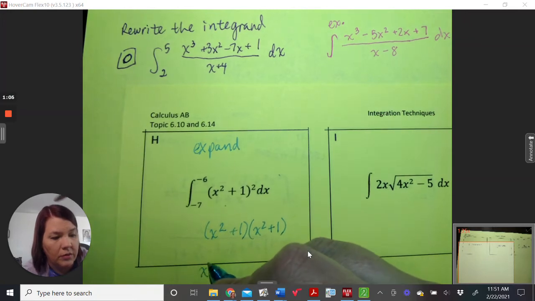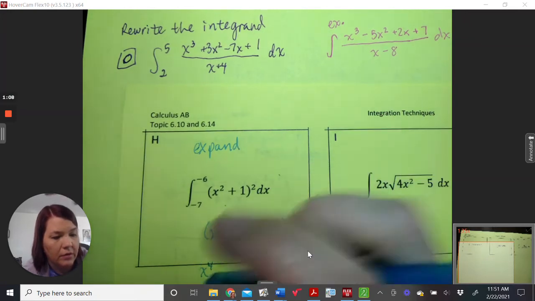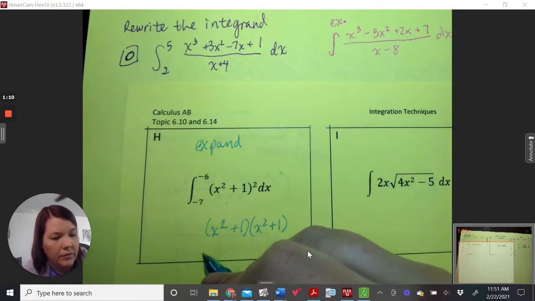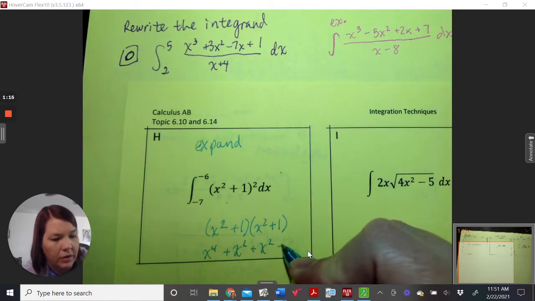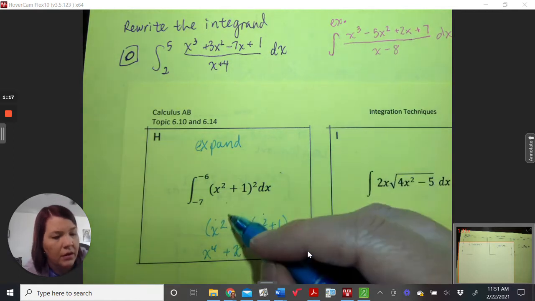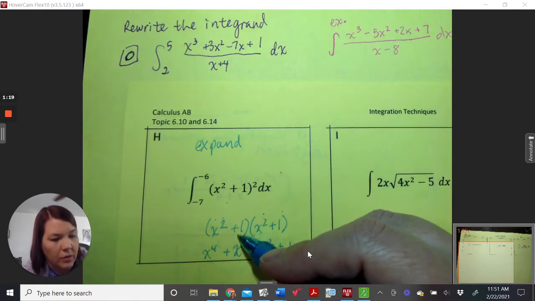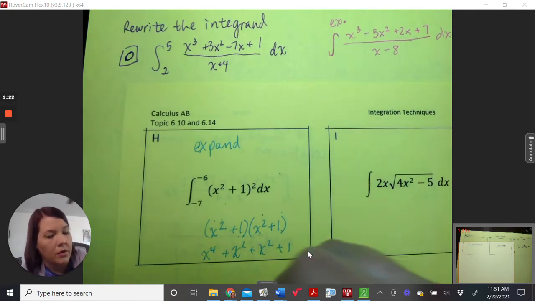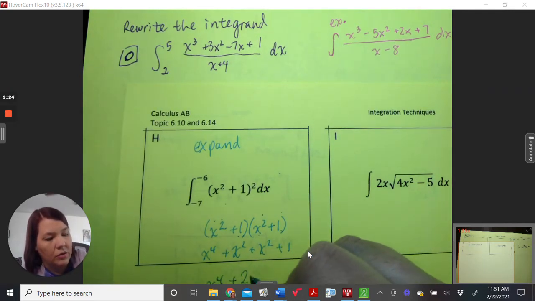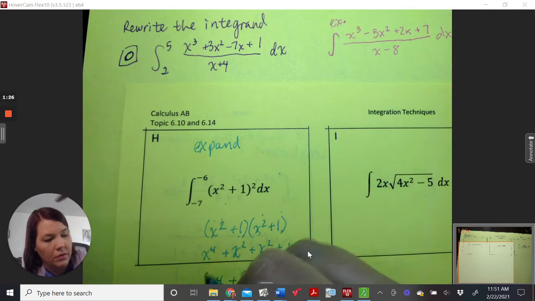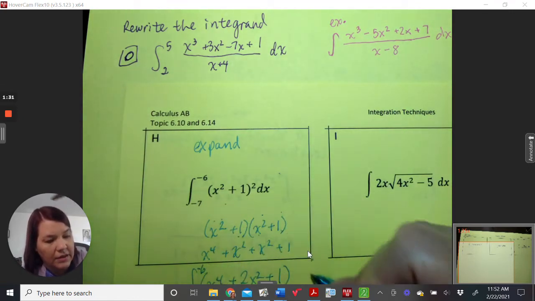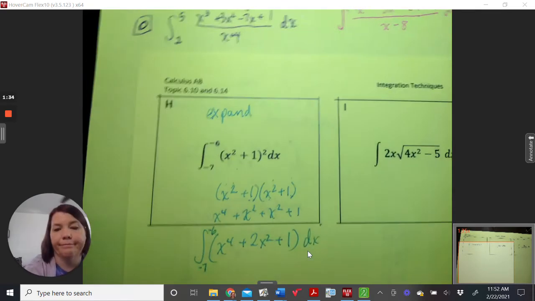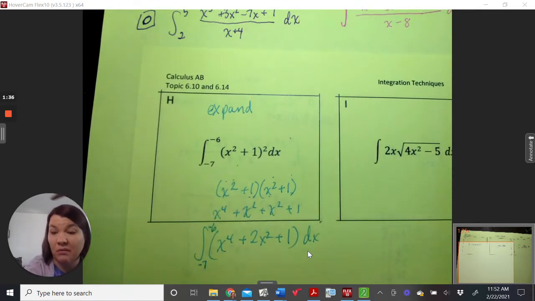So I'm going to get x to the 4th power plus x squared plus 1, x squared times x squared, x times 1, 1 times x squared, and so on. So I end up with x to the 4th plus 2x squared plus 1. And I end up taking the integral from -7 to -6 dx. And then you're going to do it from there. No big deal. So don't forget about the simple things that we know how to do.